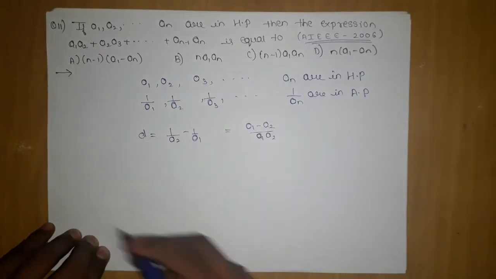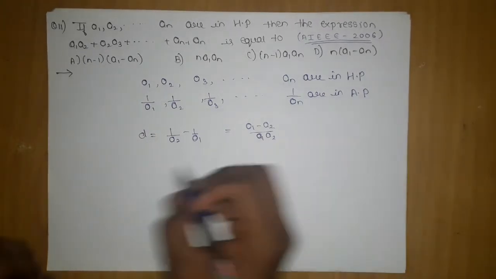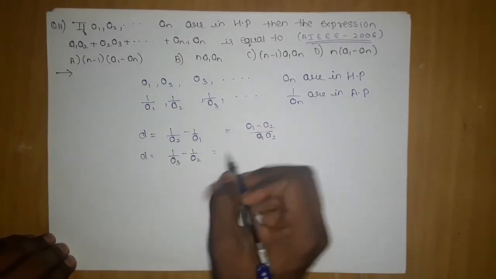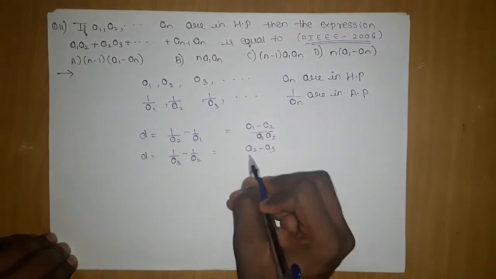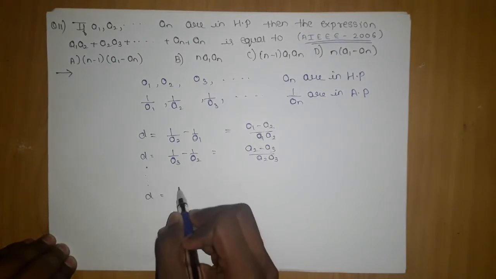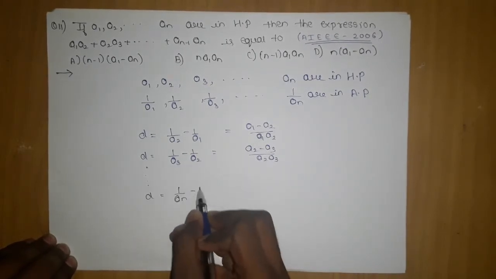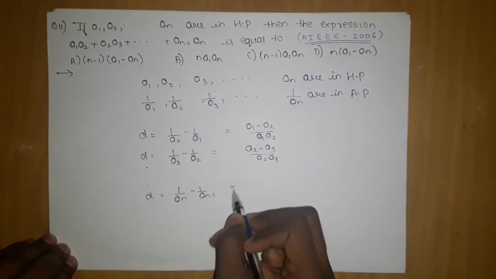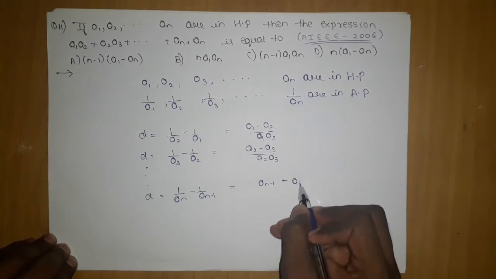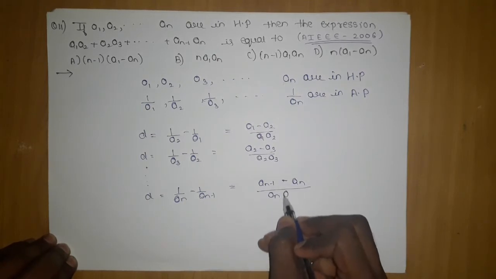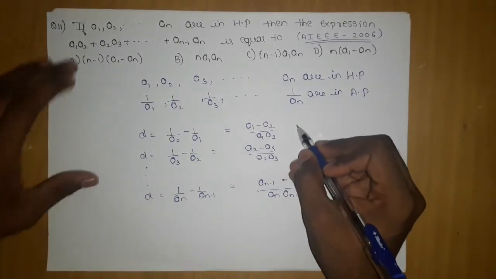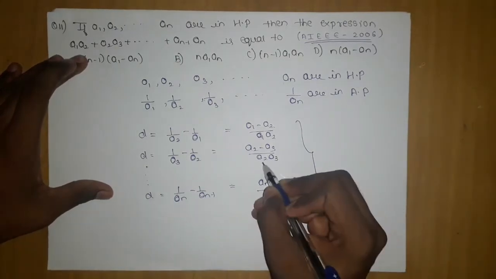But if you know one property, d is also equal to 1 upon a3 minus 1 upon a2. So as per this, it should be a2 minus a3 upon a2 a3, and so on. It will be true for all the terms, till the last one, which will be a n minus 1 minus an upon an into an minus 1. So here you can clearly see the thing, which is this.